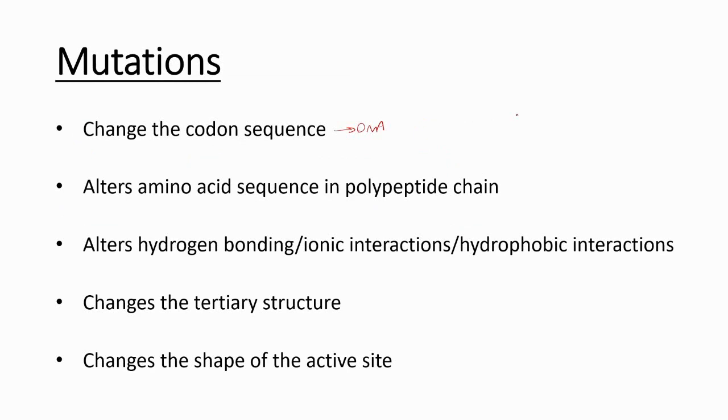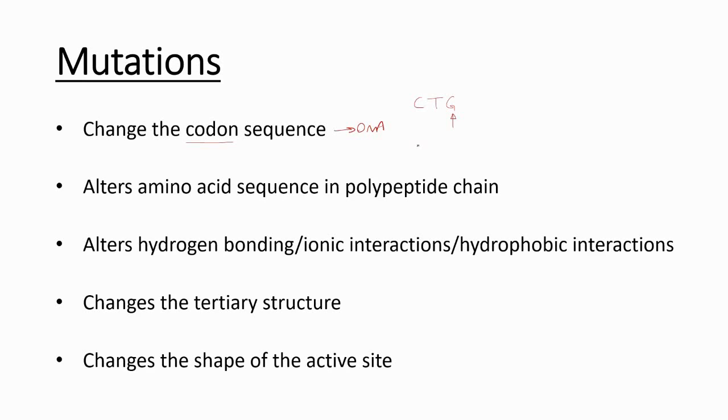How do mutations affect enzymes? Well, firstly, we need to understand what mutations are. Mutations can be a change in one codon or more than one codon. Now, if we have a codon, let's say CTG, if we change the last nucleotide in the codon, this will give rise to a different codon. This may or may not change the amino acid that this codon codes for. This is known as degeneracy.